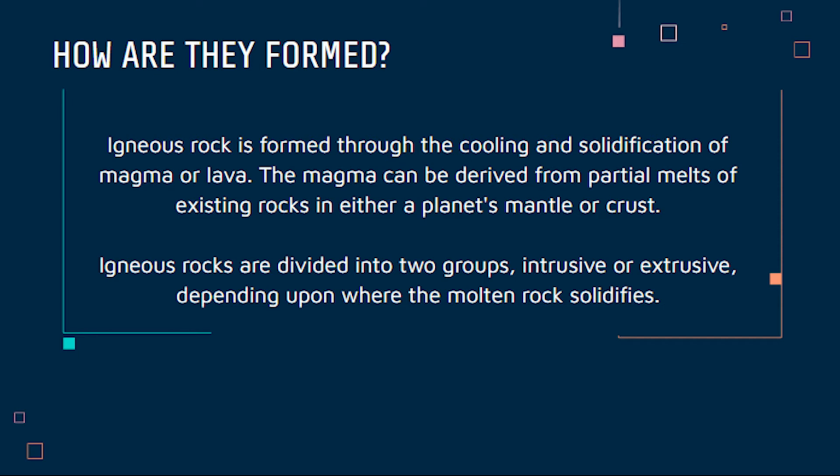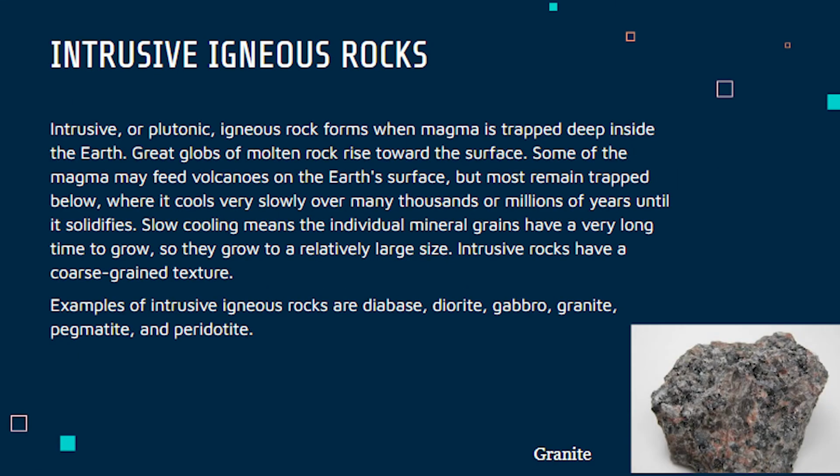Alright, so igneous rocks are divided into two groups, intrusive or extrusive, depending upon where the molten rock solidifies. And we're going to speak on the different types of igneous rocks. So the first one is intrusive. Now, intrusive or plutonic igneous rocks form when magma is trapped deep inside the earth. As the name suggests, intrusive, inside, right?